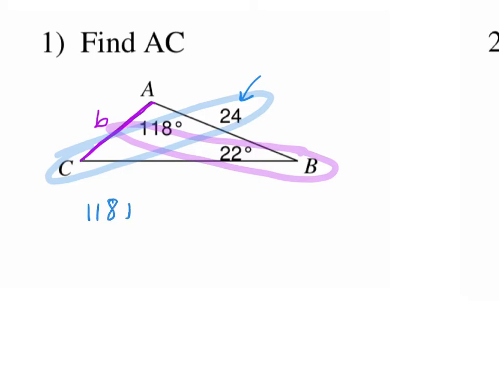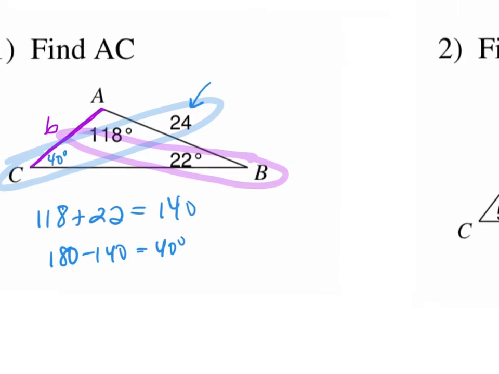Add 118 and 22, and what do you get? 140? How many degrees are in one whole triangle? So I'm going to say 180 minus 140, and I get what? 40 degrees. So angle C is 40 degrees. Do you guys now have a side and its corresponding angle? Yes. So you can set up your proportion.